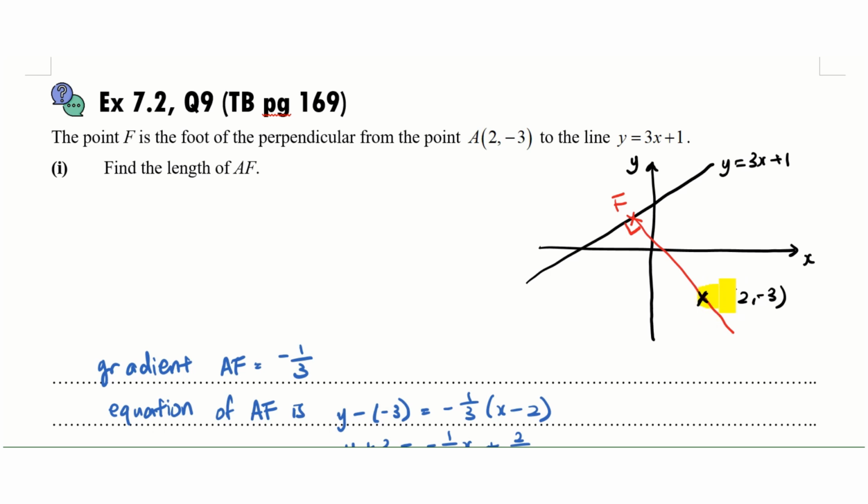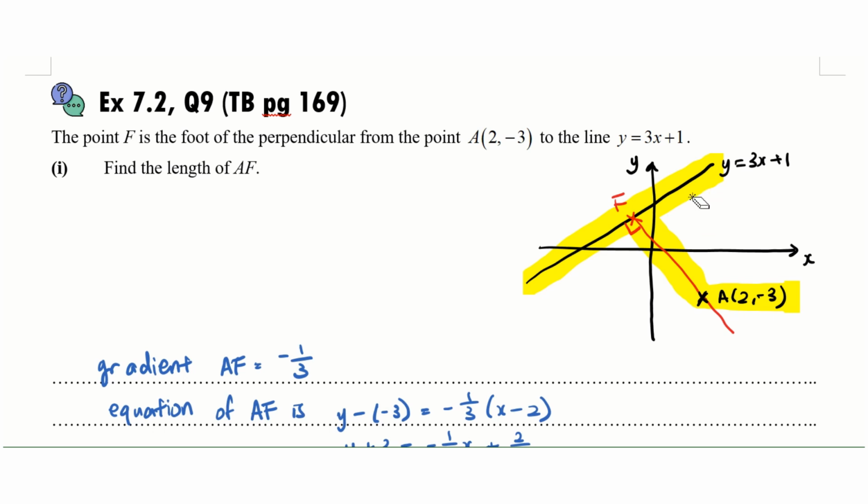So I drew in the point A first on the set of axes. Then, because F is the foot of the perpendicular from A, from A I drew all the way towards the line y = 3x + 1, and the intersection point would actually be the point F. Okay, so in part 1 I want to find out what is the length of AF.